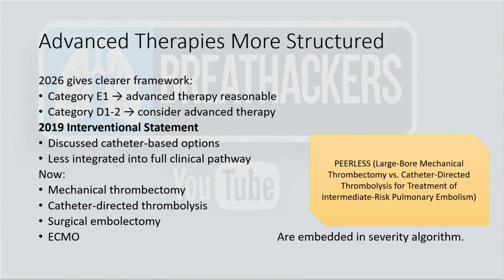So advanced therapies are more structured now. They have given more data, more trials. One of the trials was the PEERLESS trial, where they compared large bore mechanical thrombectomy with catheter directed thrombolysis for the treatment of intermediate risk pulmonary embolism. So much of the data has been embedded in this severity algorithm. The advanced therapies include mechanical thrombectomy, catheter directed thrombolysis, surgical embolectomy, ECMO, and of course, category E1. It is reasonable to give a thought to advanced therapy. In D1 to D2, you can consider advanced therapy.